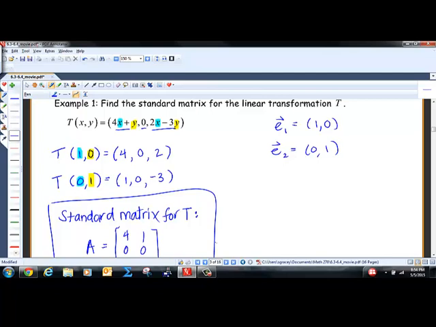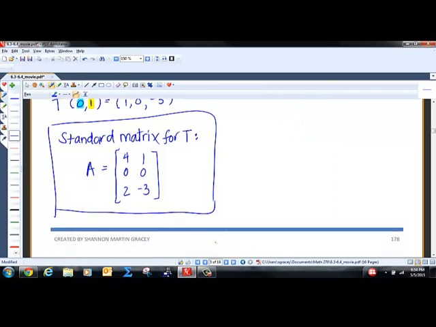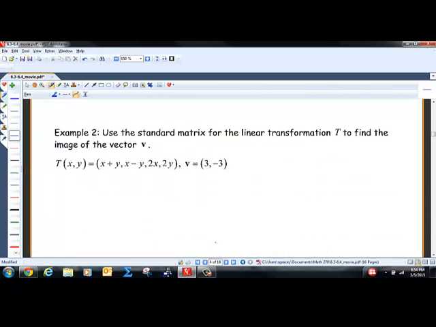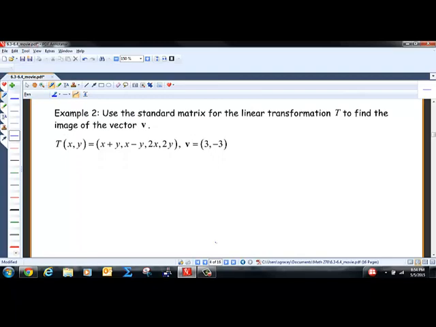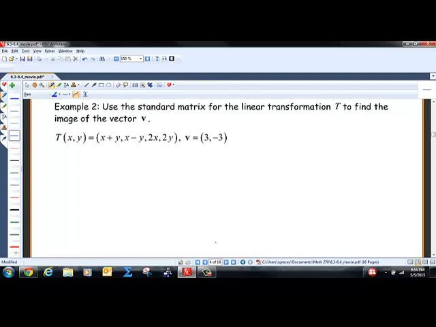All right? Okay, moving right along. Let's take a look at something a wee bit more complicated. We want to use the standard matrix for the linear transformation T to find the image of the vector V. So remember that the image of V is the output of your linear transformation. We want to find that by finding our matrix A, which is the standard matrix for the linear transformation T, and then we'll multiply that to the vector V to get the image of V. All right, ready? Let's do it.